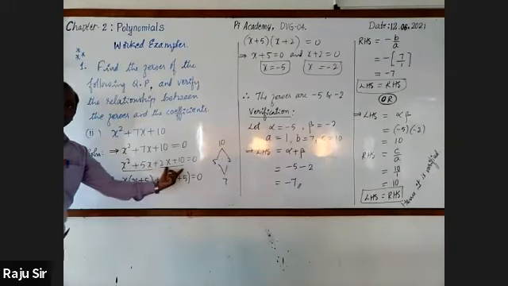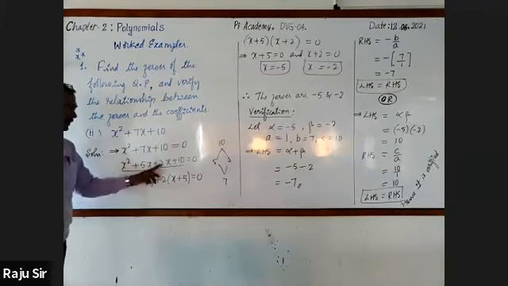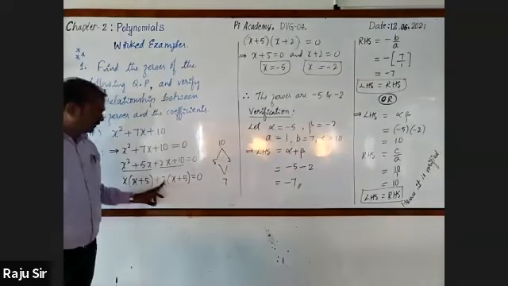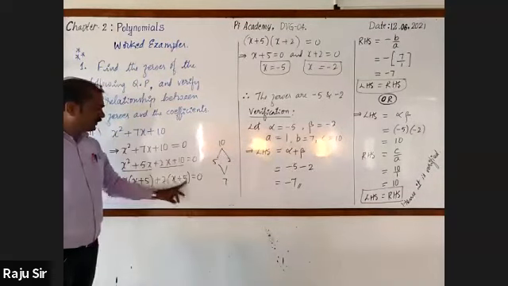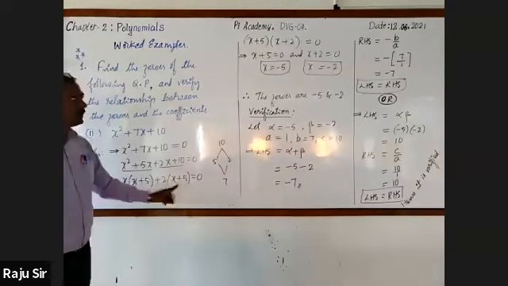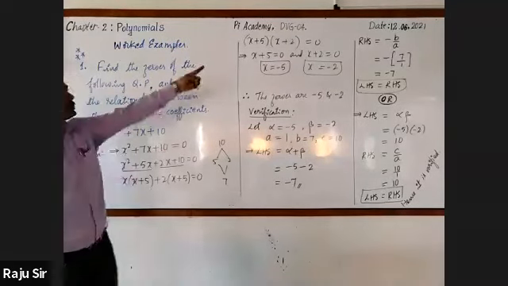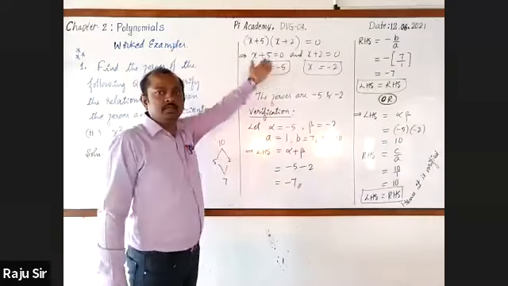Group them by taking two terms. In the first group, x is the common factor, remaining x plus 5, because x into x is x square, x into 5 is 5x. In the second group, 2 is the common factor: 2 into x is 2x, 2 fives are 10. Then in the whole statement, x plus 5 is the common factor, remaining x plus 2, that's equal to 0.